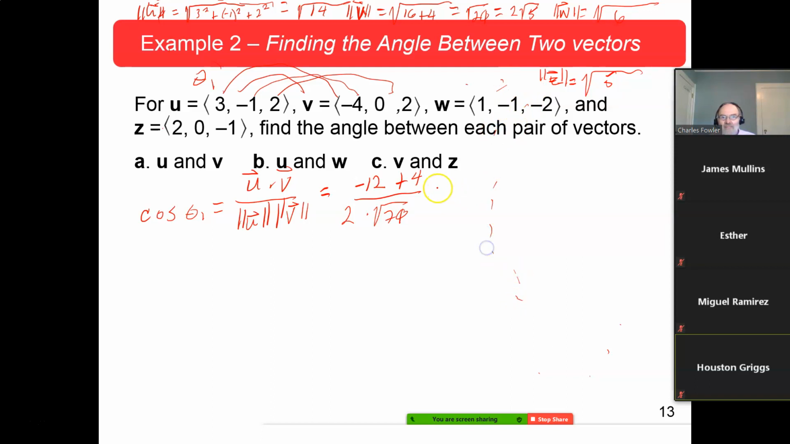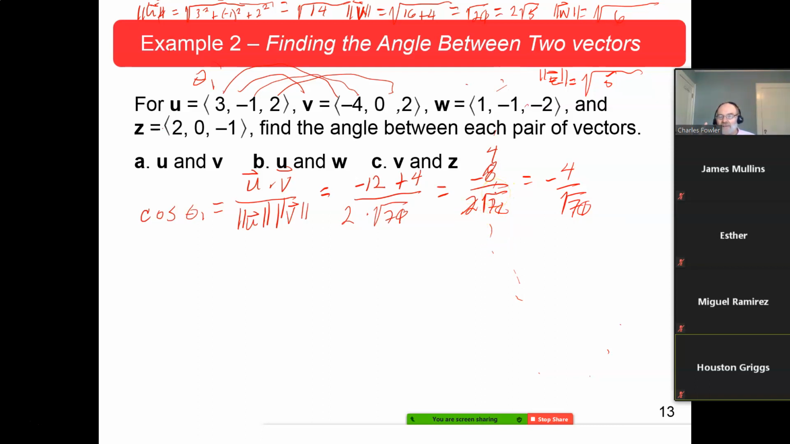Nope, there we are. This would be -8 over 2 root 70. Well, 2 will go into 8 4 times, so that'd be -4 over root 70. Okay, now all that does is give you the cosine of the angle.